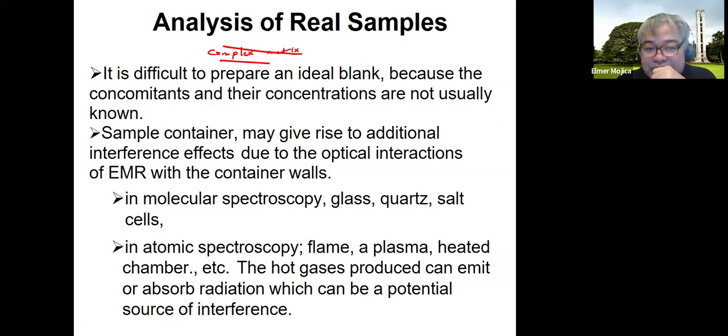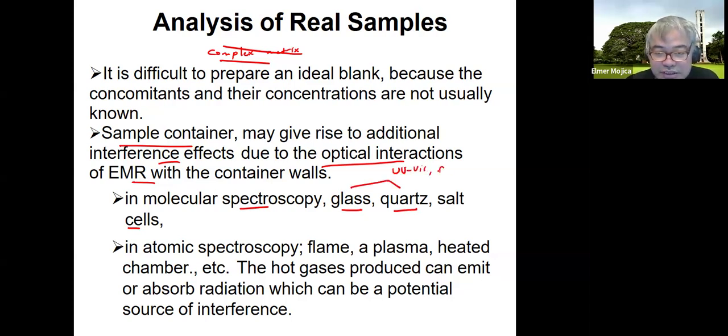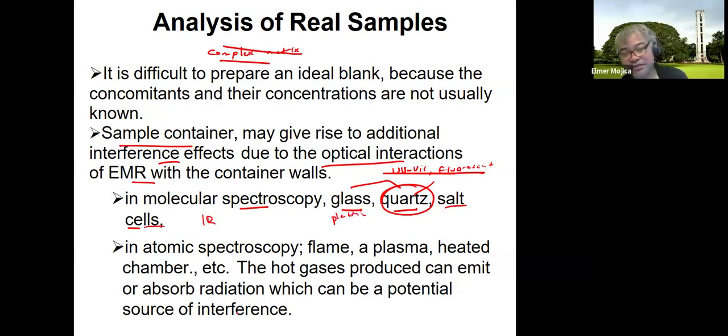Okay? Now, in addition to that, you also have to take into consideration the container that you're going to use. They may give rise to additional interference effect due to the optical interaction of the electromagnetic radiation with the container form. So usually in molecular spectroscopy, you use what? Glass, quartz, and salt cells. So these are UV, these, fluorescent. Usually in fluorescence, you just use the quartz. In the UV, you just use the quartz. Glass and plastic, you can use for visible. Now, salt cells are for the IR.